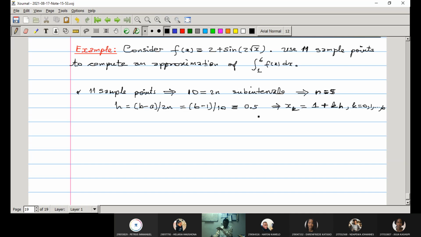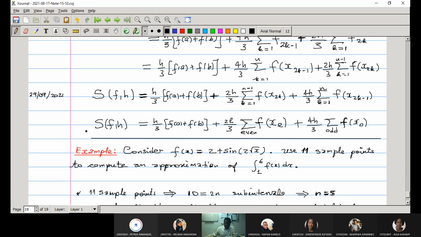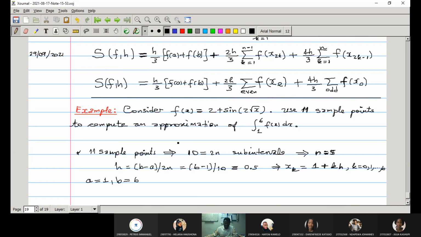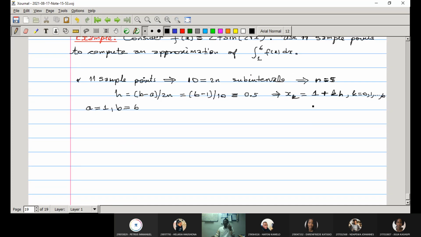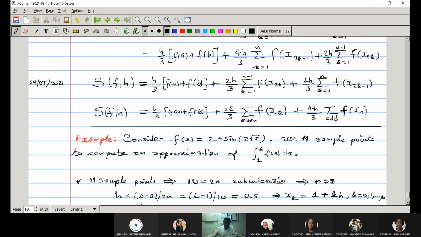I take A, B, because we know already that A is 1, B is 6. So I have these 2 points, which I will group. If you look at the formula here, I have f of A, f of B. These are the 2 points already here. Then I will need the even and the odd, right? If you don't want to use the formula, this is another way to see. So now I have these 2 points for the first one.